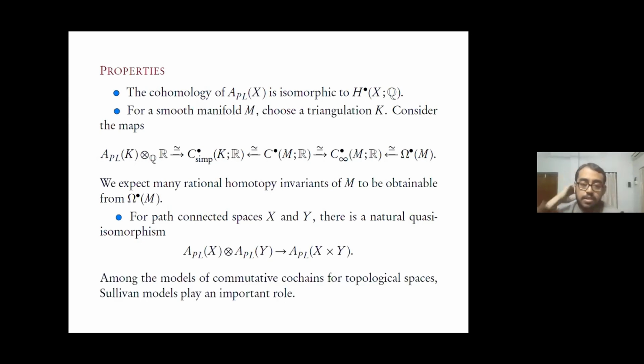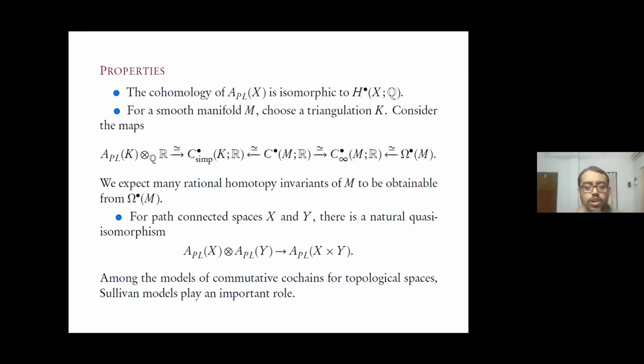Among the models of commutative cochains for topological spaces, you have seen one model, which is APL of X. There are probably others, but it turns out Sullivan models play an important role. So can I take maybe 6 more minutes, because I started, I think, a few minutes late. Go ahead, Somnath. Okay, all right.